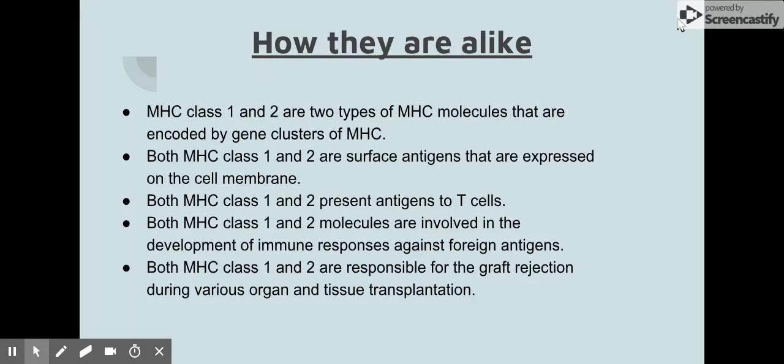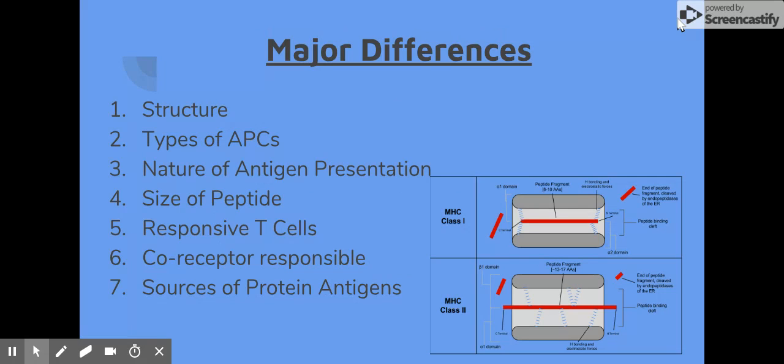And now we're going to talk about some major differences. I've got a list of the major differences. We'll just go over them, and then we'll go to them individually. So some of the differences are in structures, the type of APCs, the nature of antigen presentation, the size of the peptide, the responsive T cells, co-receptor responsible, and sources of protein antigens. So we're going to go through these quickly. So the first one is the structure.